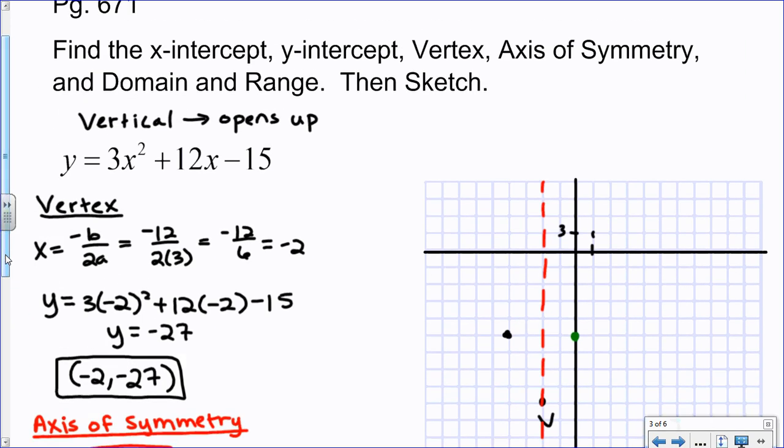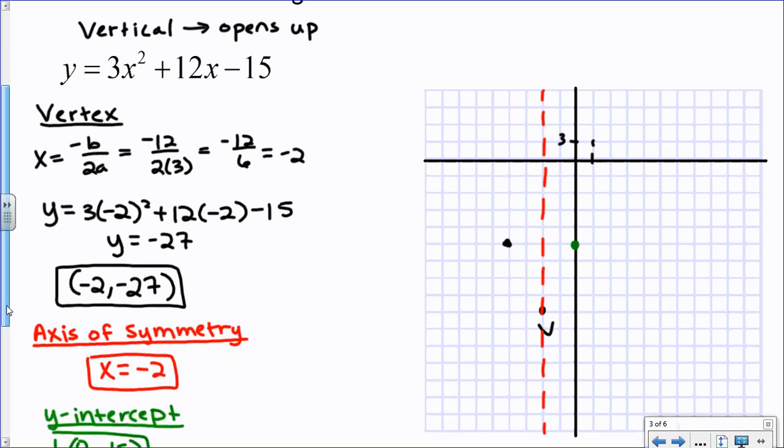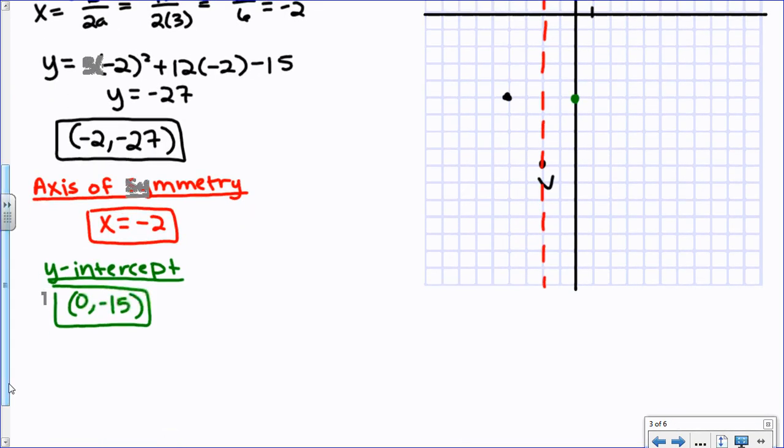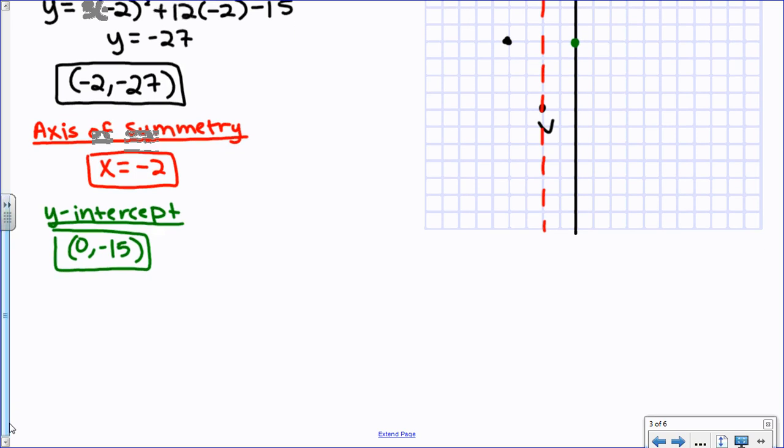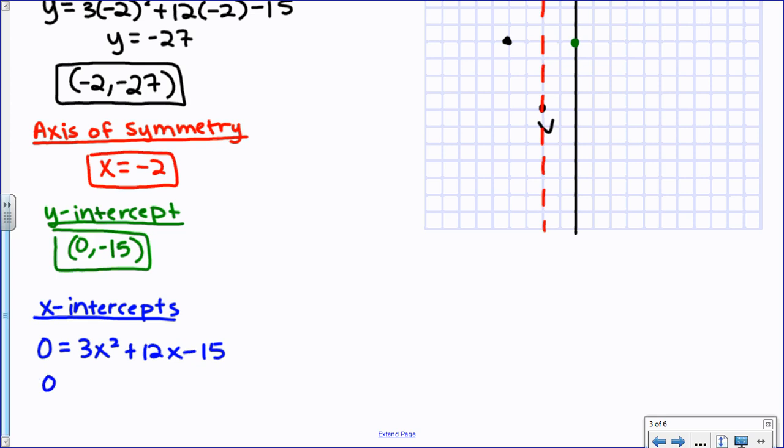Okay, let's do the x-intercepts, and then we'll graph, and then we'll do domain and range. So for the x-intercepts, we have to plug in 0 for y. And then I either want to factor or use the quadratic formula. This one factors pretty easily. What could I do to help make my factoring easier? Good. Factor out a 3.